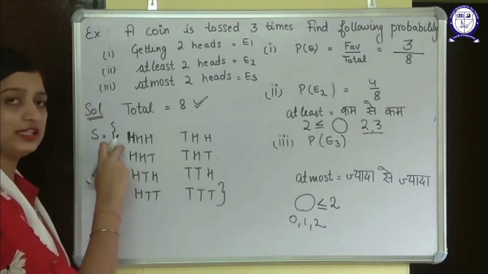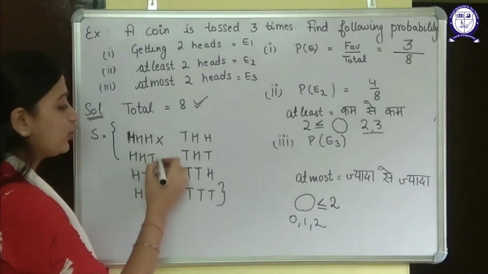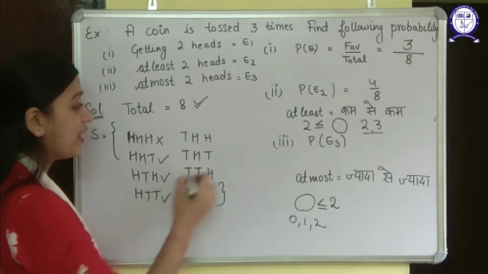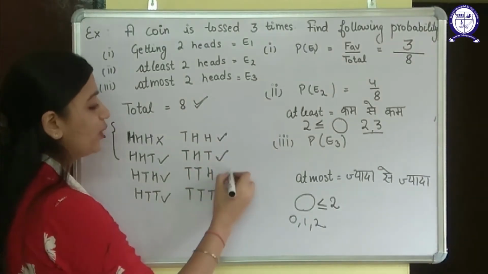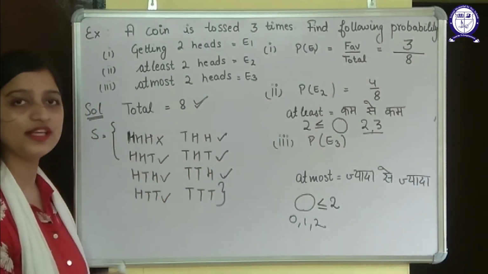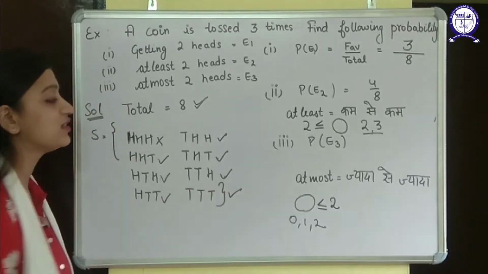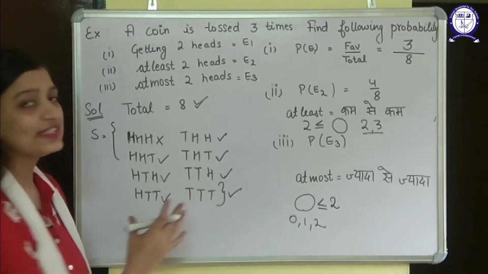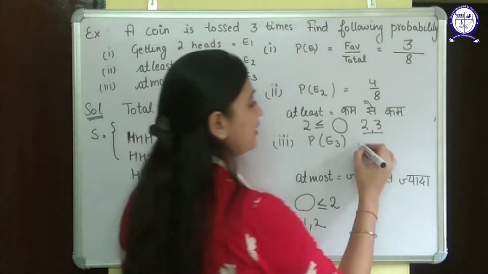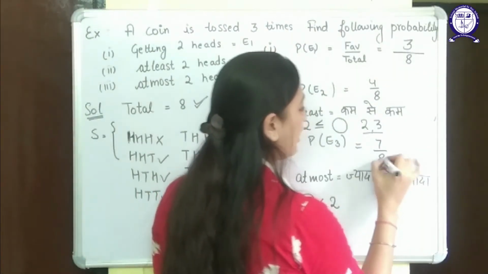Now here I have 3 heads, I cannot take it. 2 heads, 2 heads, 1 head, 2 heads, 1 head, 1 head, 0 head. 0 head means all are tails. So I will take this one also. So I will have 7 outcomes. So my probability will be 7 upon 8.